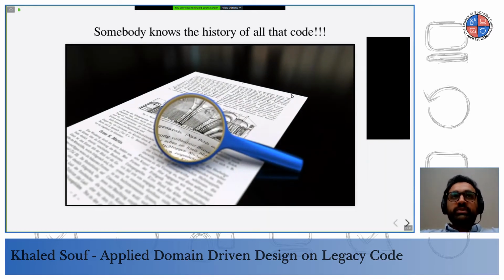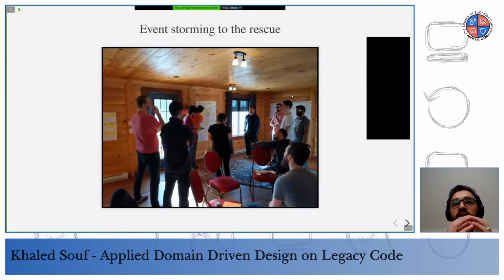You need to know that there is always somebody who knows the history of all the code. If it is not one person, it can be many persons. Every one of them has a slice of information about the system, and all the knowledge that they have as a group is going to be the history of that code. You need to know about that history to know how to deal with the legacy code. So how do we get that history and knowledge?